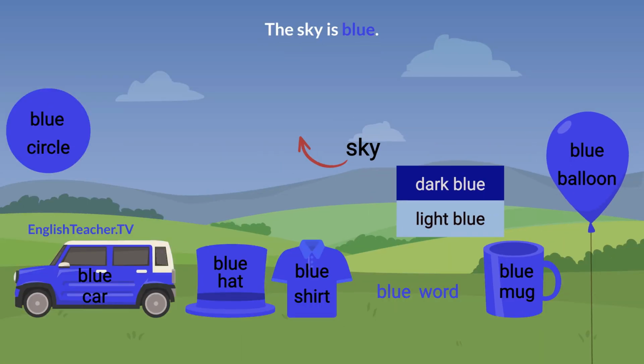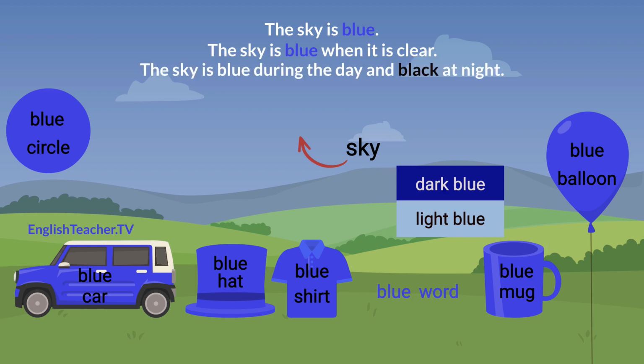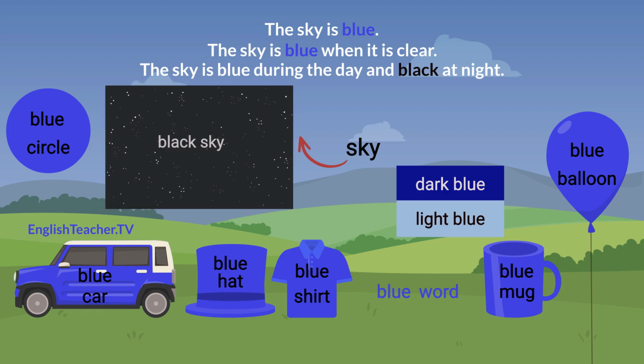Blue. The sky is blue. The sky is blue when it is clear. The sky is blue during the day and black at night.